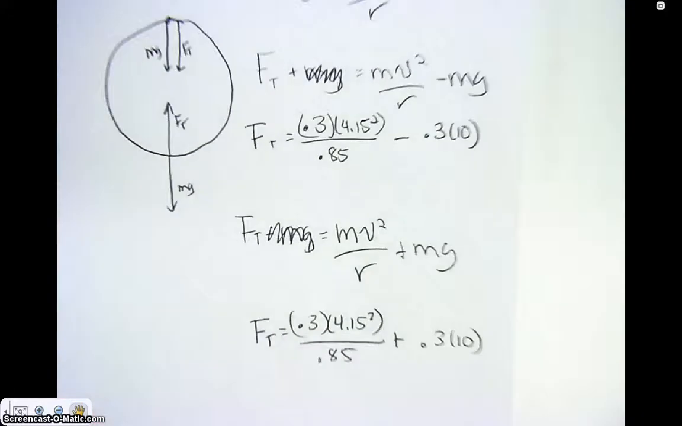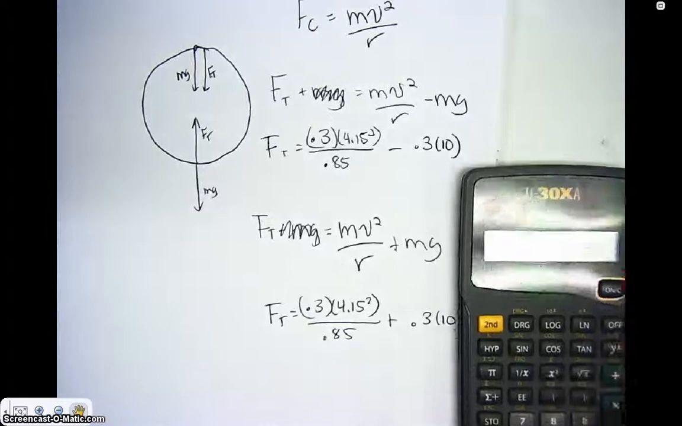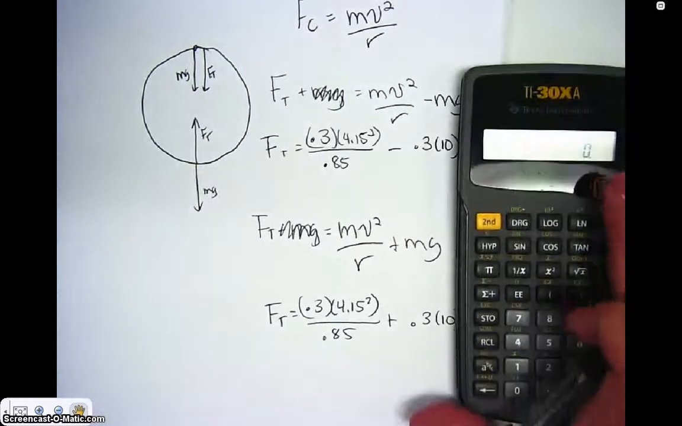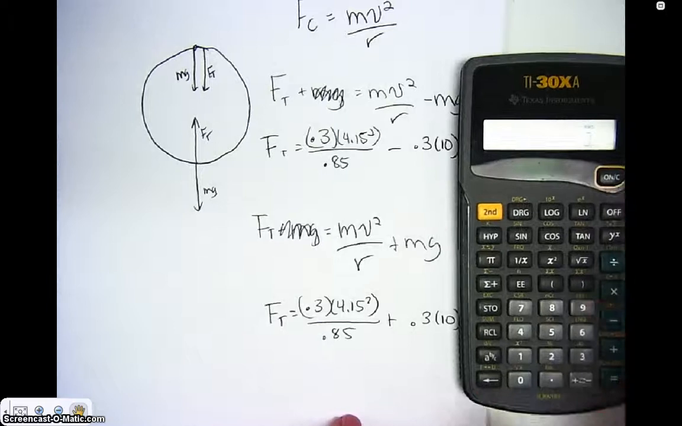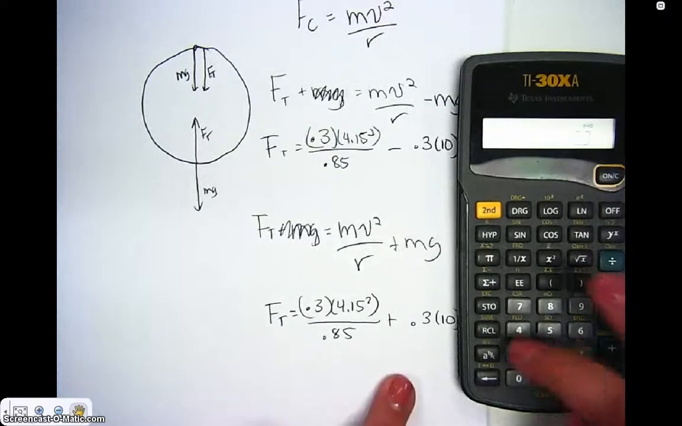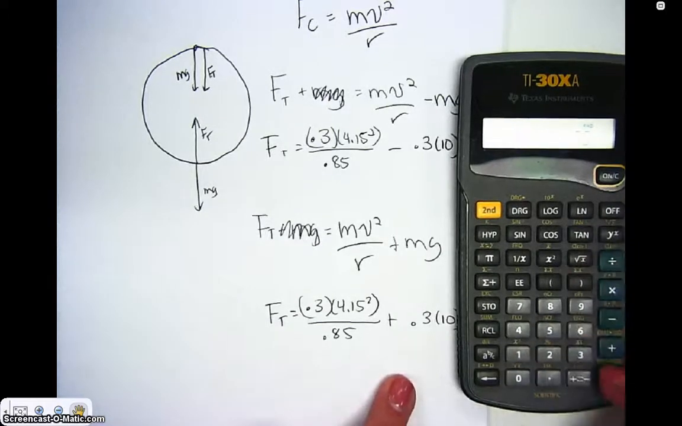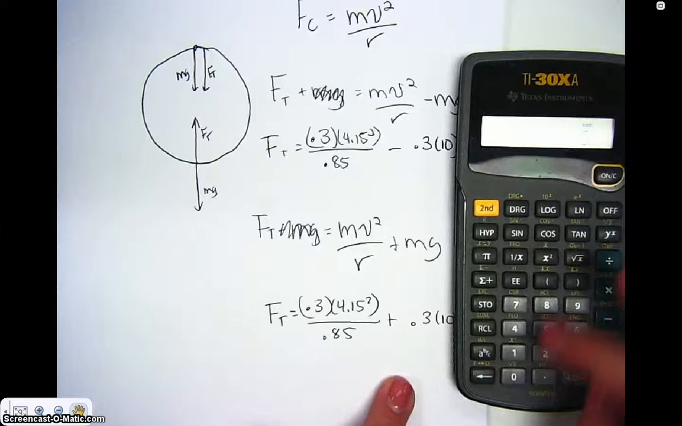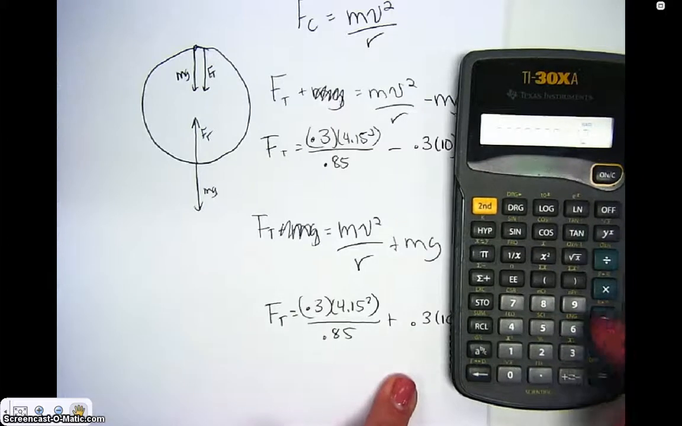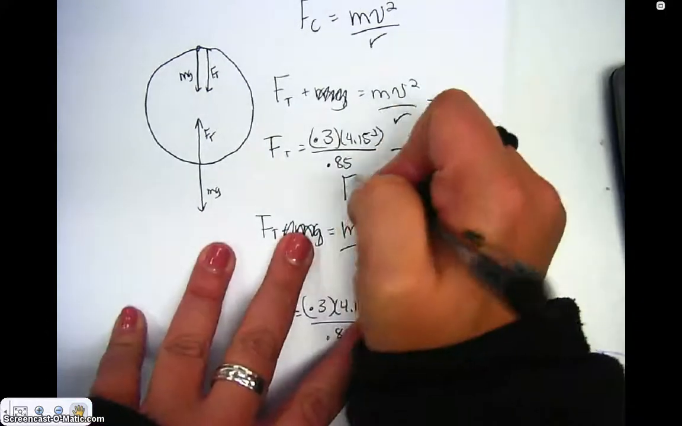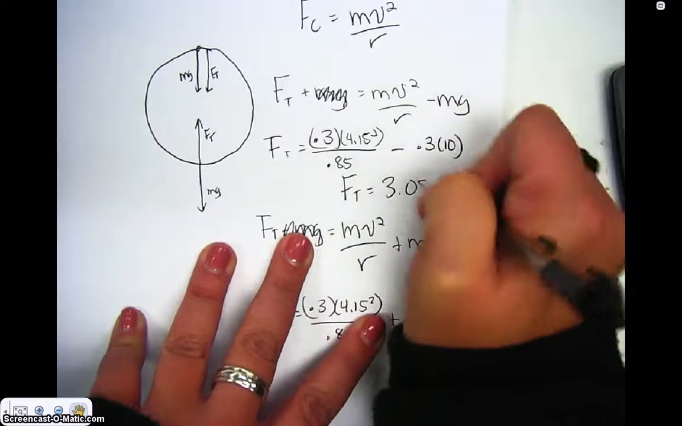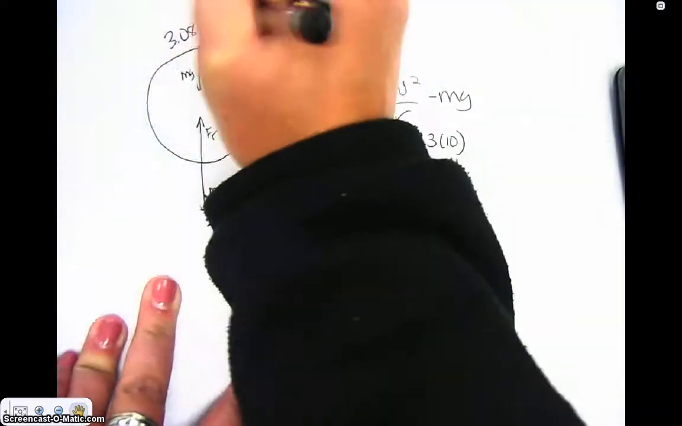Let me zoom out just a little bit. Okay, let me put it where you can actually see the numbers on my calculator. So we get 0.3 times 4.15 squared divided by 0.85 minus 3 gives us 3.08. So the force due to tension up top is 3.08 newtons. So up here, 3.08 newtons equals Ft.